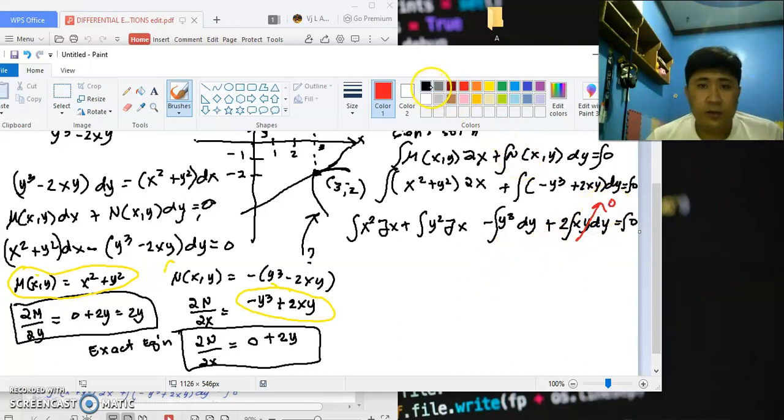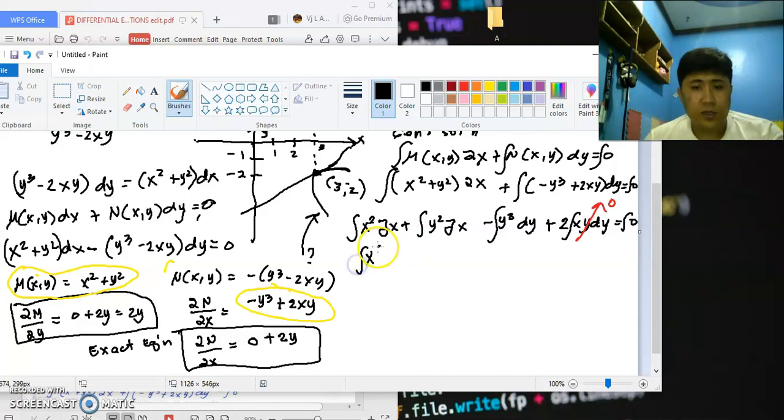So now, the integral of x squared is x cubed over 3, plus, since this is partial of x, your y squared is just a constant value. So your y squared is moved out. So this one is what you can take out.